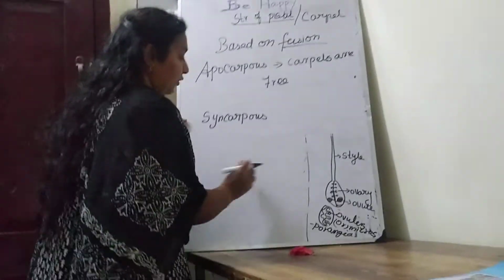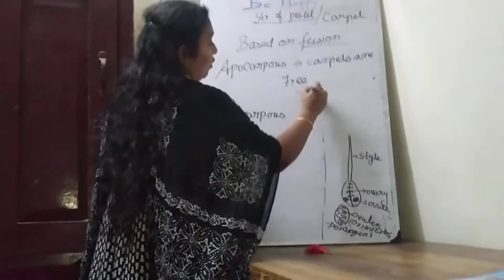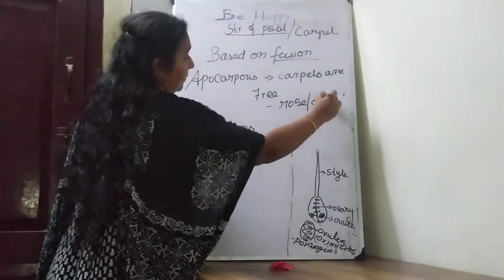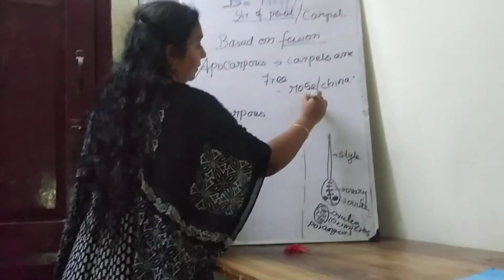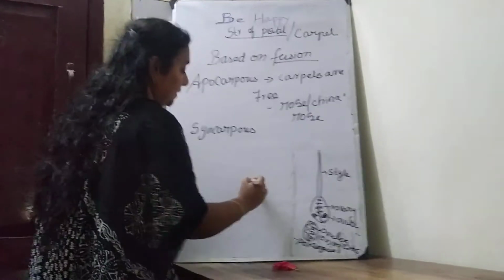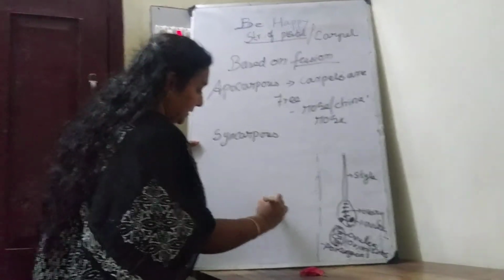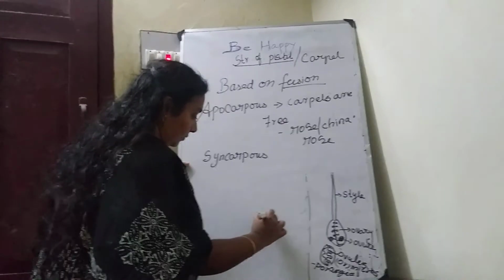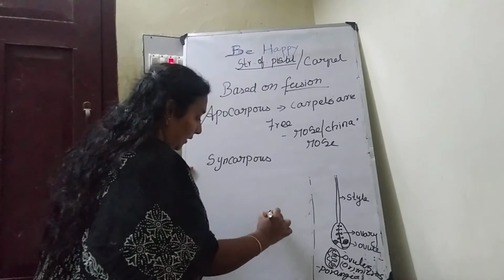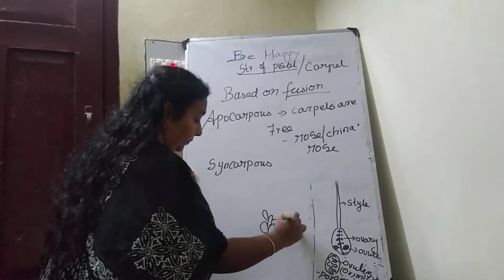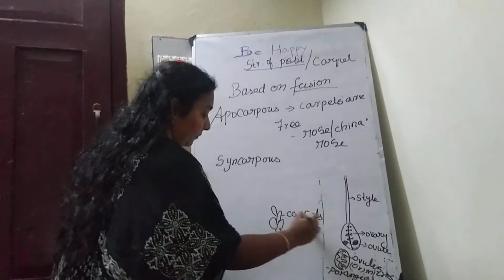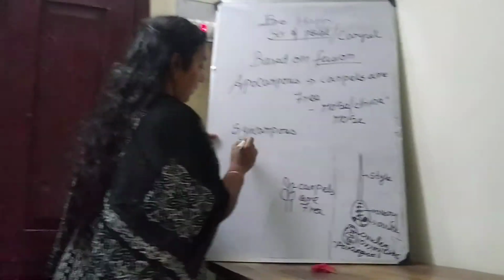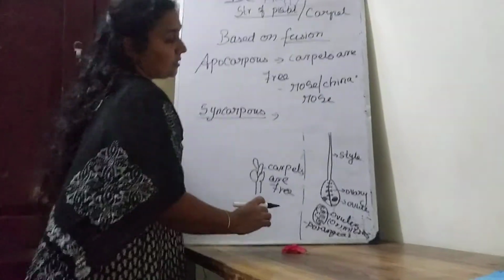You can imagine, for example, China rose. This is the structure of apocarpous. You see here the carpels are free. This condition is called apocarpous.